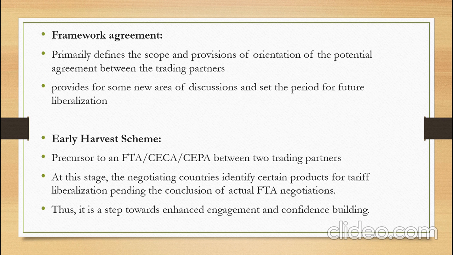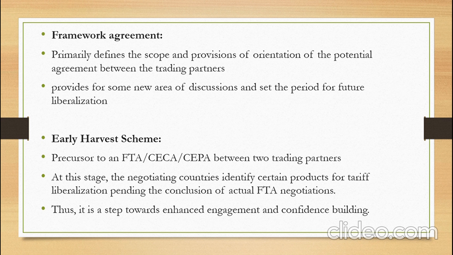So the precursors to these four agreements are the Framework Agreement and the Early Harvest Scheme. So what are these? In a Framework Agreement, we define the scope and provision of orientation. So we say that this is the scope and provision that we would like to discuss in the upcoming agreement, and in which products, what will be the area of discussion, what is the future period that we are aiming for. For example, we are aiming to regulate an agreement for a period of 5 years, which starts from this to this. So it sets a framework before the discussion actually begins. It gives both parties an idea regarding what will be there in the agreement itself. So this is called a framework agreement as it provides a framework.